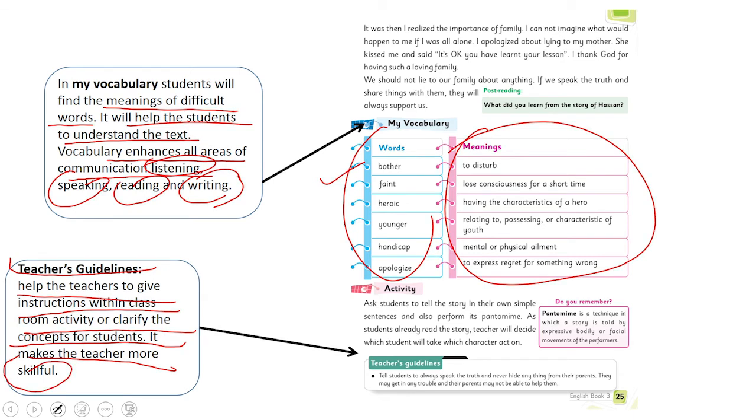It may ask the student to give more information about the lesson or ask them to do anything. If you see here, the teacher's lines tell the student to always speak the truth and never hide anything from their parents. They may get in any trouble and their parents may not be able to help them. This is extra information or any lesson they can give after the chapter.